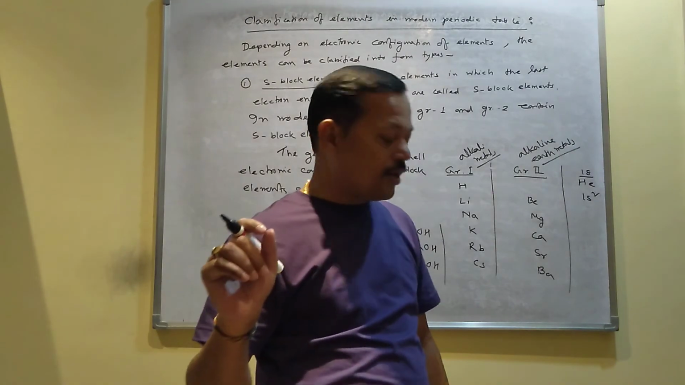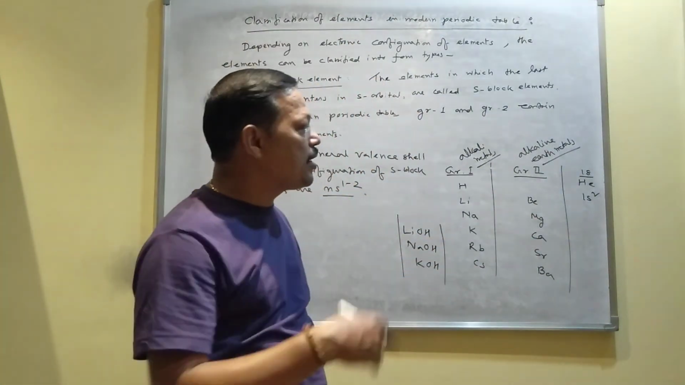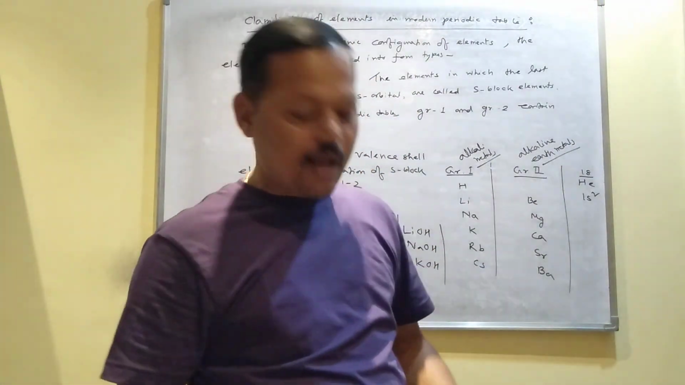These two are very important. Why group 1 elements are called alkali metals, why group 2 elements are called alkaline earth metals.